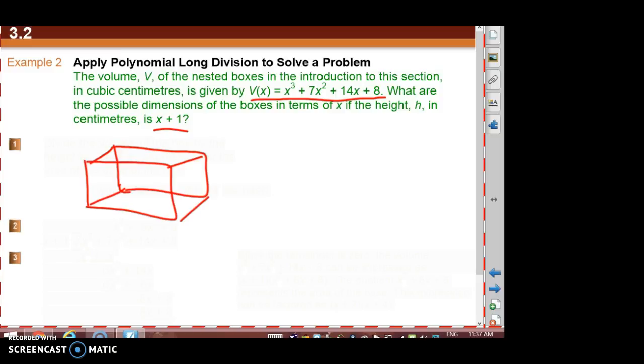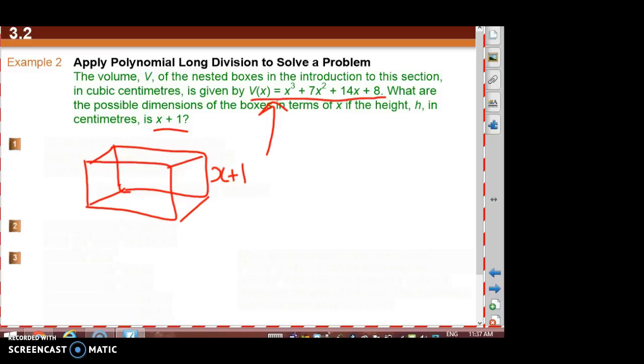And we know the height is x plus 1, and we know the volume is this. We should be able to take the height, take the volume, divide by the height, and we should be able to get the other two side lengths. Okay, so we're just doing long division again.